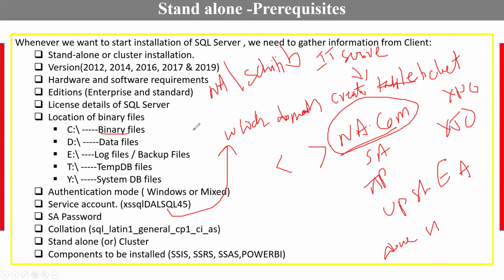How will service accounts be named? NA/access SQL server name. This is the standard we'll follow. This domain will also change based on which server we are going to install. If my server belongs to the NA domain, I will make NA. If SA domain, I will make SA. If it is the AP domain, I will make AP.